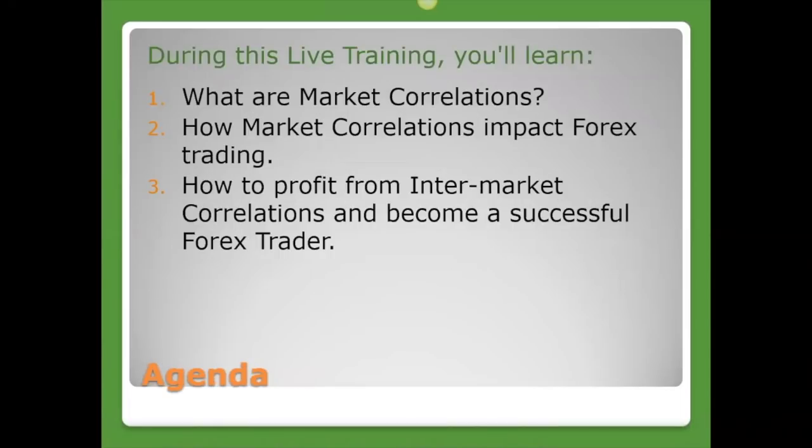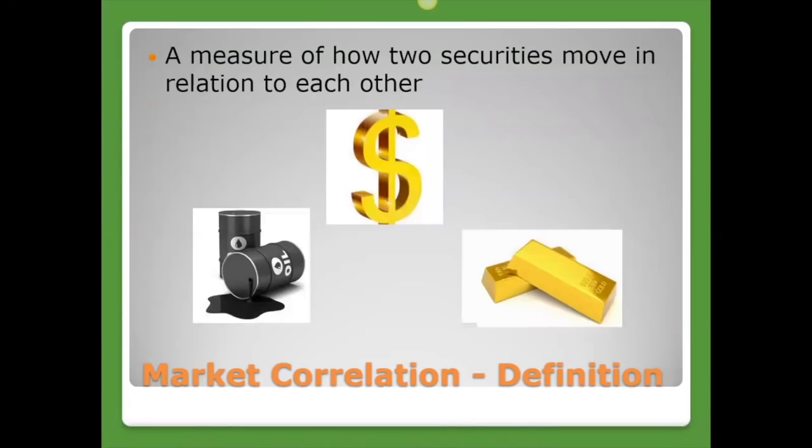Like I said, today we'll talk about market correlations, and we'll take a look at how the different correlations impact our Forex trading and how we can really benefit from these intermarket correlations. So what is a market correlation? First of all, the definition of it. Correlation is basically how much two different securities or assets will move in relation to each other. So how much one asset moves in relation to the other one.